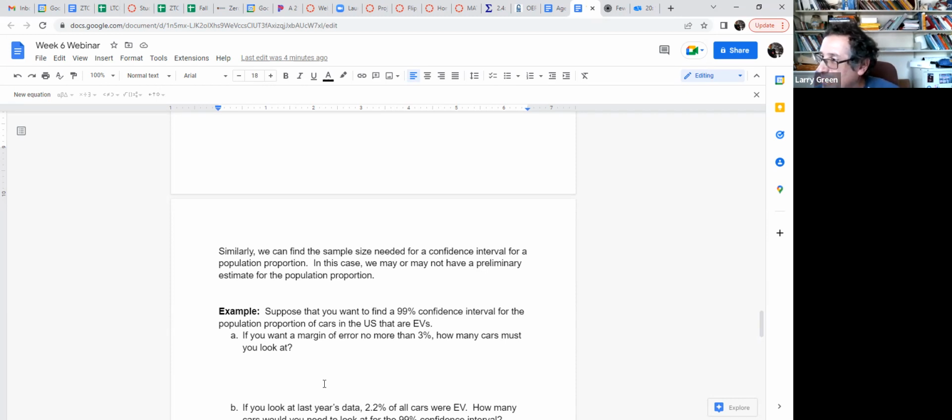I'll show you with the calculator. I could do that, but it's a lot of algebra. Instead, let's do an example. Okay, let's suppose you want to find a 99% confidence interval for the population proportion of cars in the United States that are EVs, electric vehicles. If you want a margin of error of no more than 3%, how many cars must you look at?